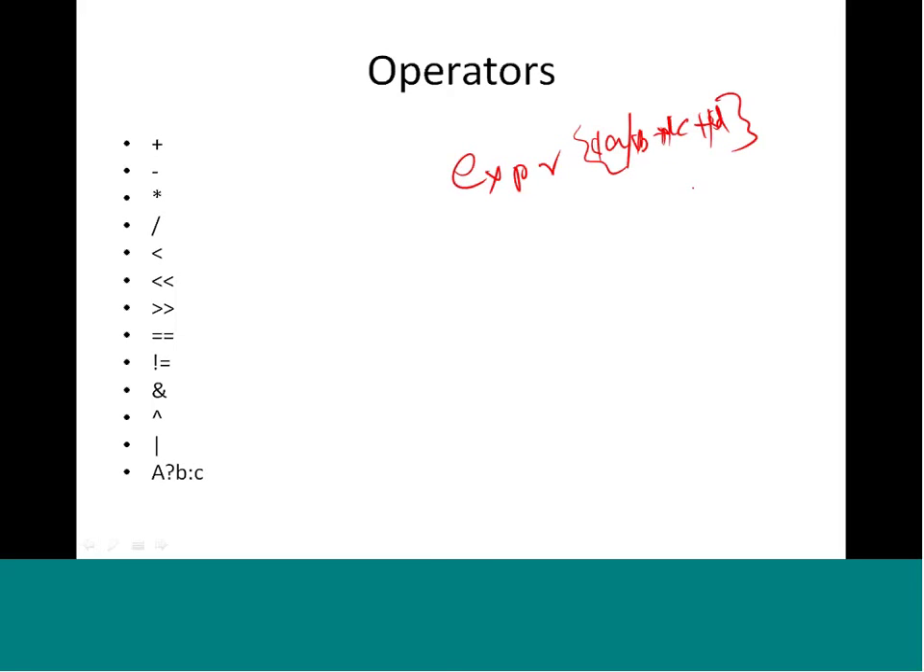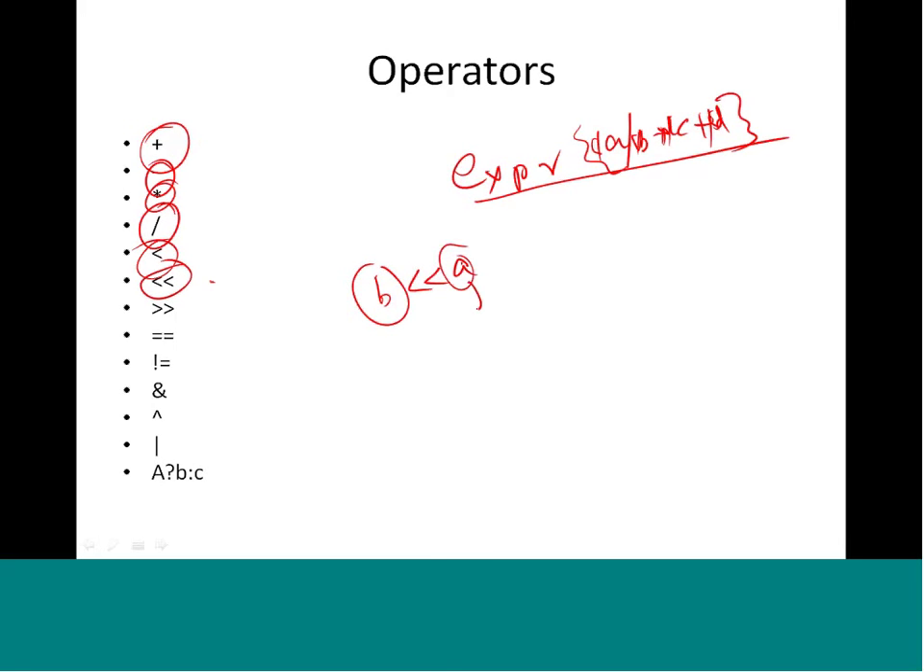So the operators that you can use within the expr command are addition, subtraction, multiplication, division, less than, greater than. This is a shift operator where it shifts the value to the left by so many bits. So if you say a << b, it shifts a by the number of bits given by b. So if b is 2 it shifts left by 2, and this is a shift right operator. And this is the equal to as a logical operation and not equal to as a logical operation. These are relational operations rather.